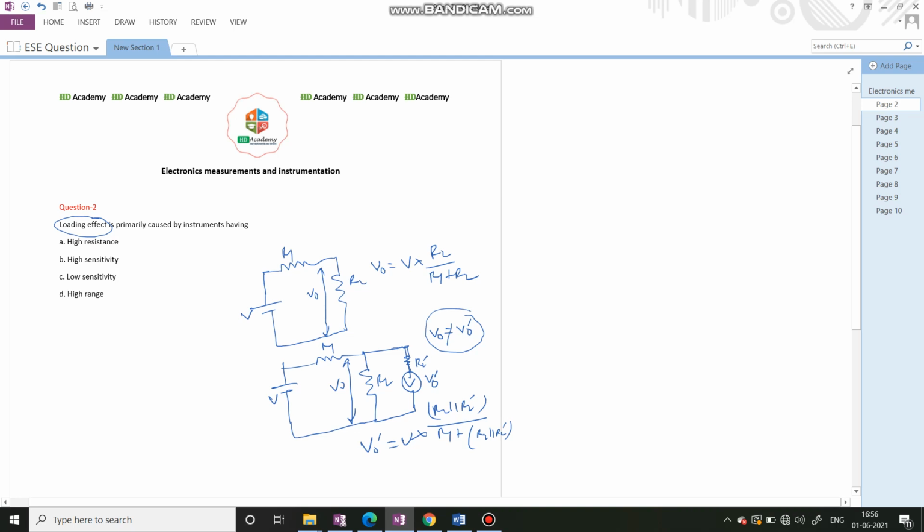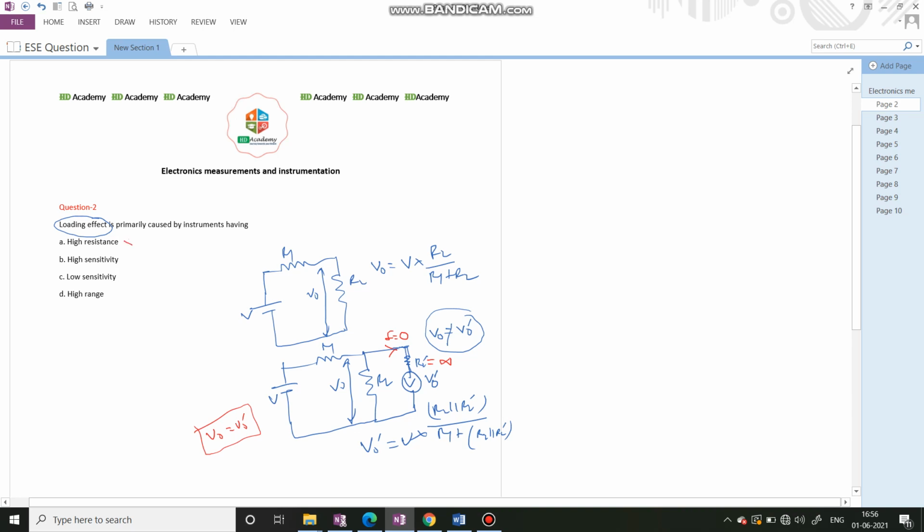And now go through the options. At first, option A, high resistance. If this resistance R2 dash is very high, suppose it equals infinity, then the current through this terminal will be 0. That means there is no current flowing, and the voltage drop across this resistance will be 0. So V0 will be V0 dash. That means for high resistance there is no loading effect. This option is not right.